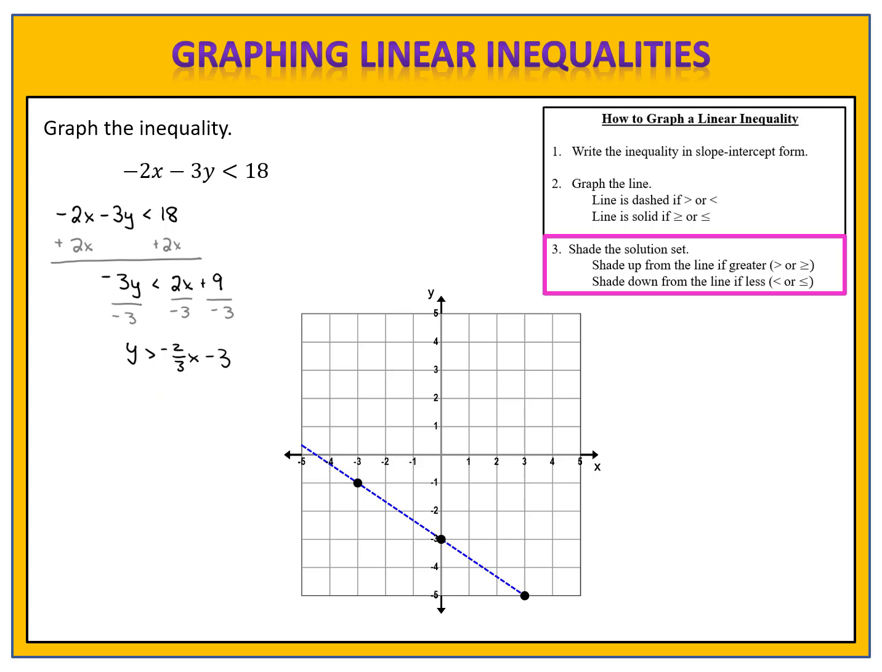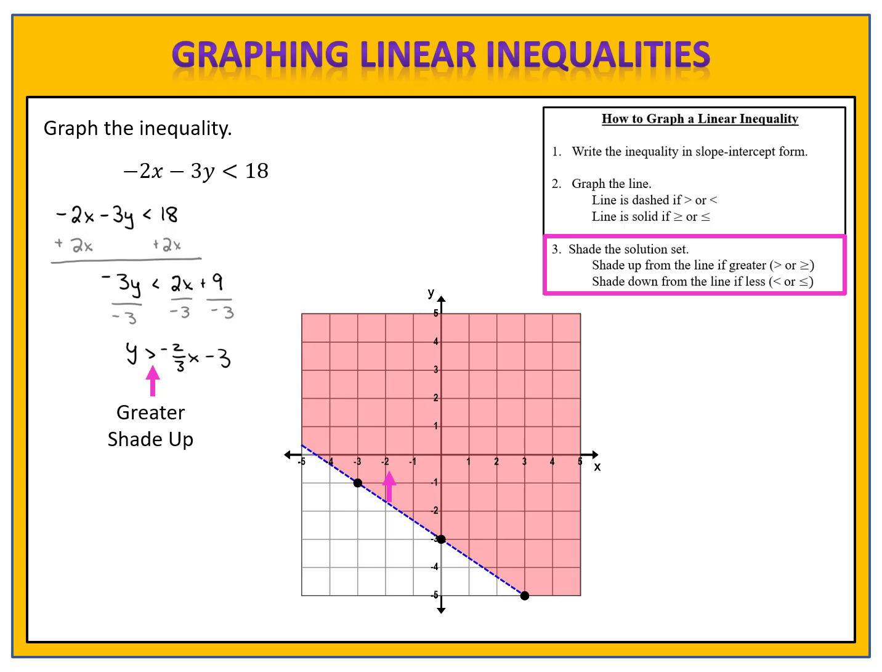Finally, we're ready for step 3, shade the solution set. We have to determine whether we shade up or down. Again, we look at the inequality symbol. We have a greater than. Greater than makes me think up, so I'm going to shade up. I go to my line and I draw a little arrow upward. That's the area where my graph will be shaded.